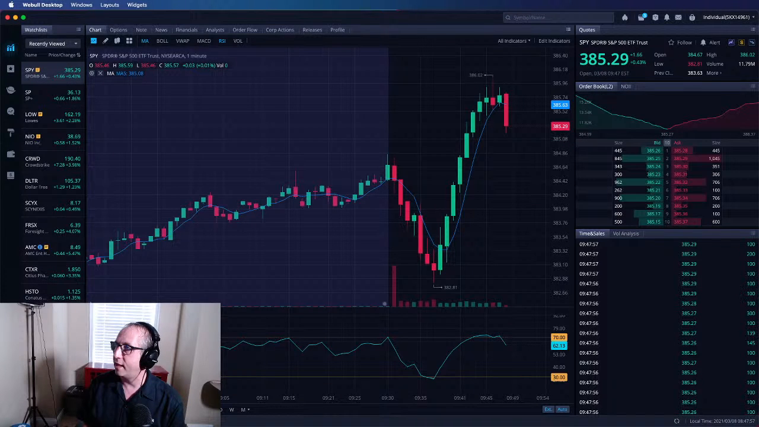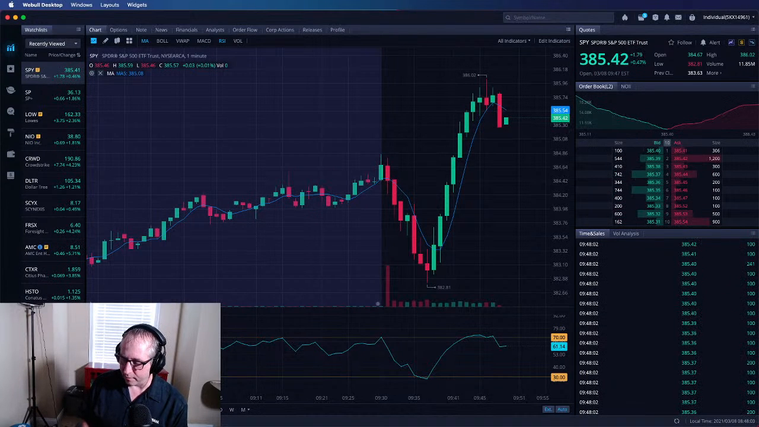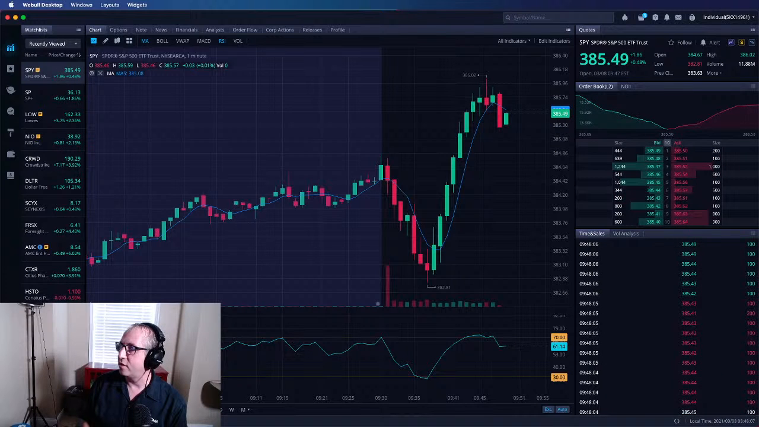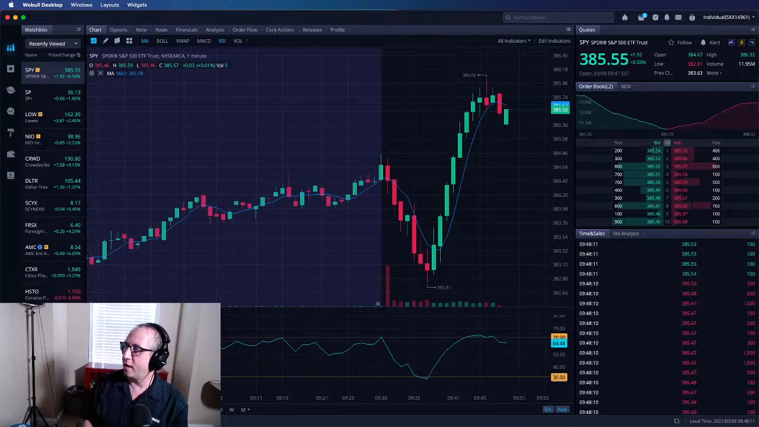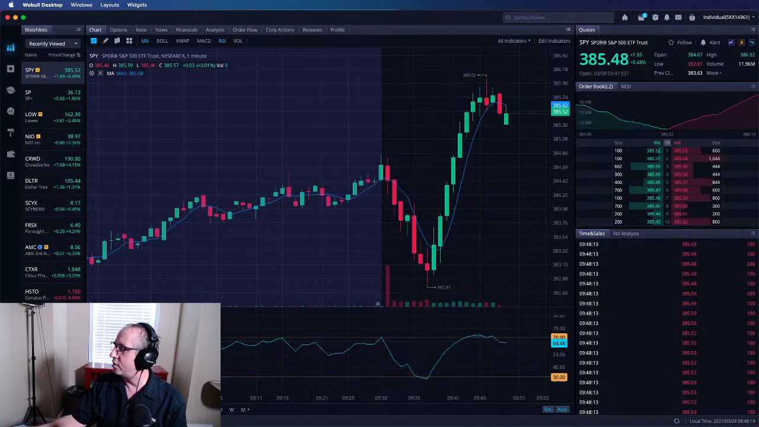We're getting a nice red candle here that'll help our trade. If you are bearish and following this trade, SPXS is the stock to trade, and that's a 3 times leverage bearish fund.